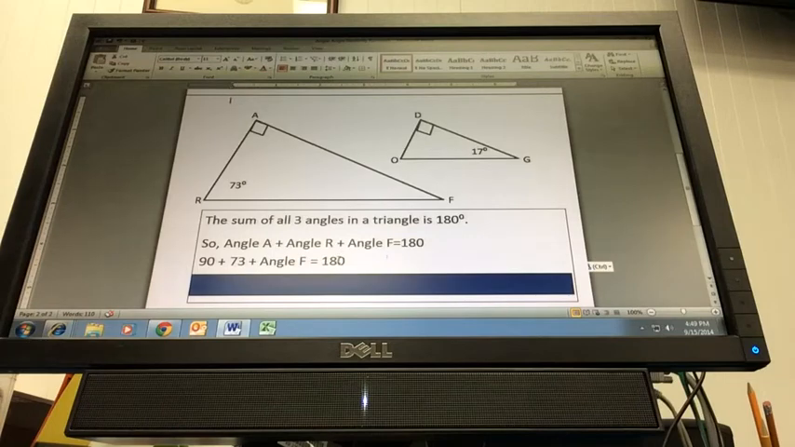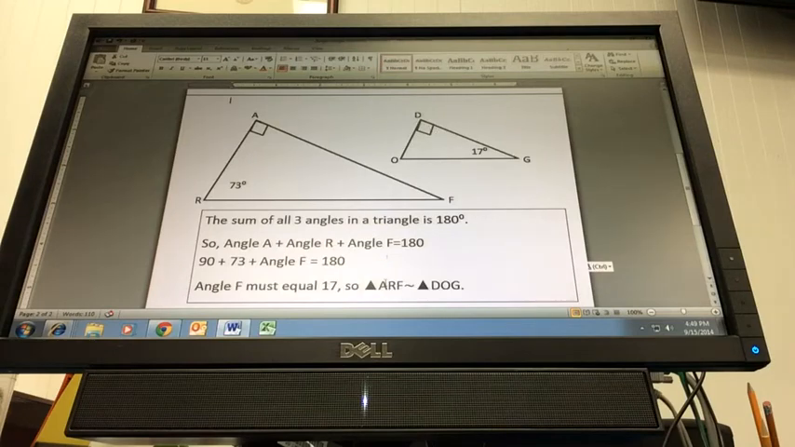And if we do the calculations on our calculator, we know that 90 plus 73 is 163, and 180 minus 163 is 17 degrees. Well, I notice over here that angle G is 17 degrees. So if G is 17 and F is 17, then that must mean O is 73, and so all of those angles are congruent to all of these angles in triangle DOG. That means that triangle ARF must be similar to triangle DOG.